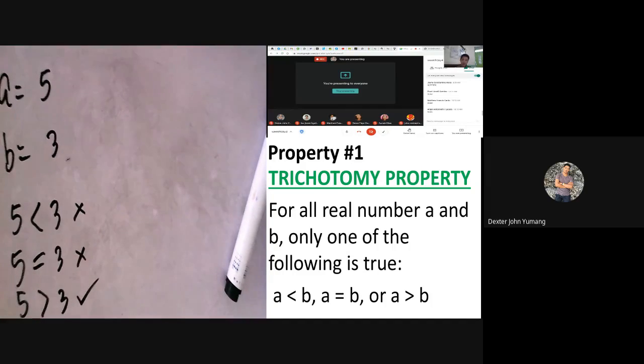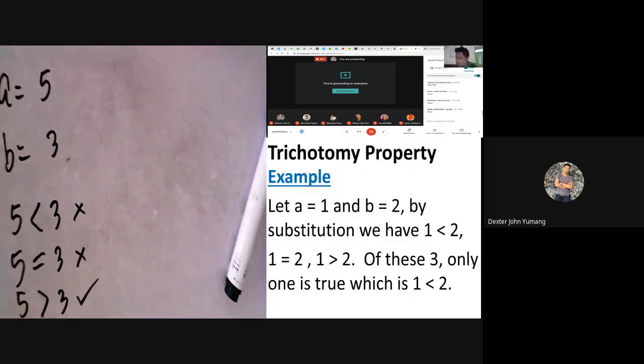Next, for the example, we have this one. Let A equal 1 and B equal 2. Only one of the three is correct. Is it 1 less than 2, 1 equals 2, or 1 greater than 2? Of course, by definition, 1 is less than 2. Therefore, only one is true from the three given. That is the example. Please copy, then type done if you're done.